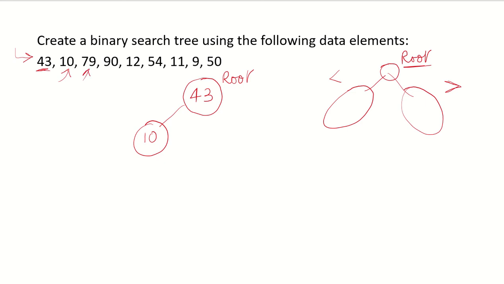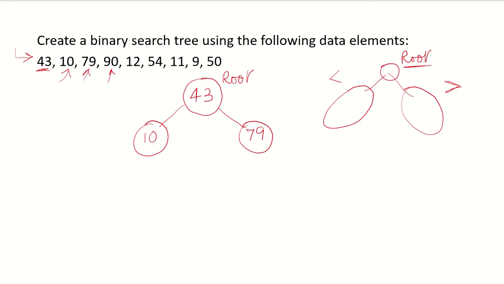Next element is 79, which is greater than the value at the root node, and by definition we know that it should belong to the right subtree of the root node. So 79 becomes the right child of the root node.